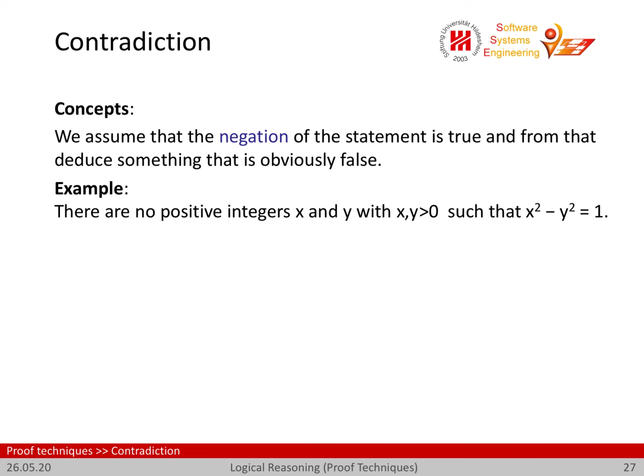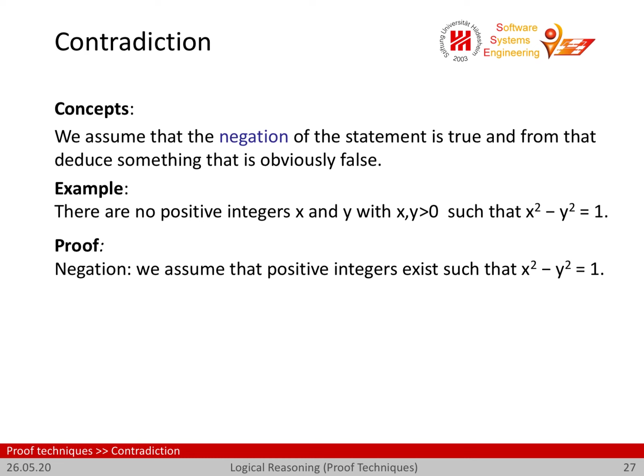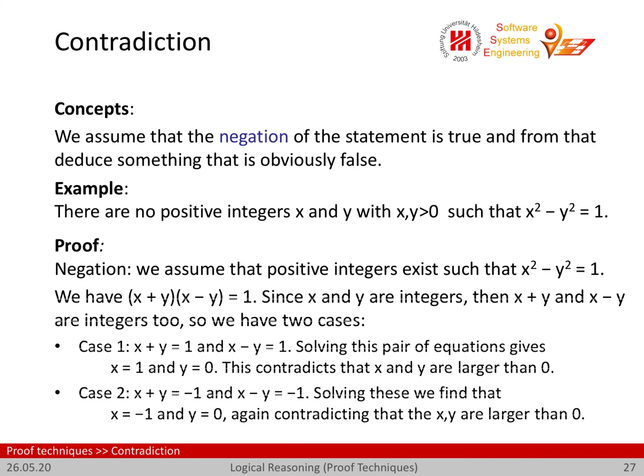There are no positive integers x and y, with x and y larger than 0, such that x squared minus y squared equals 1. How can we prove that? Well, we negate the statement, which means we assume that positive integers exist such that x squared minus y squared equals 1. We can rewrite this as (x plus y) times (x minus y). Since both x and y are integers, then both of these factors are integers too.